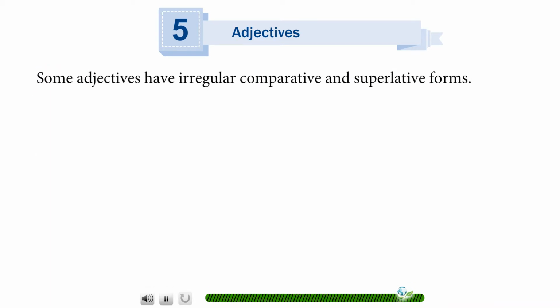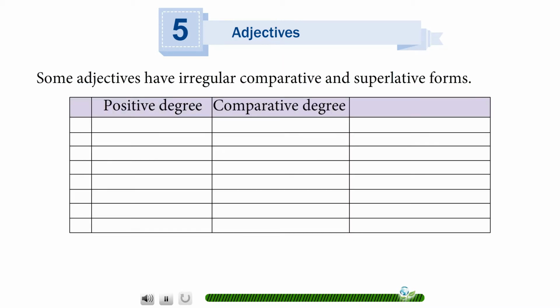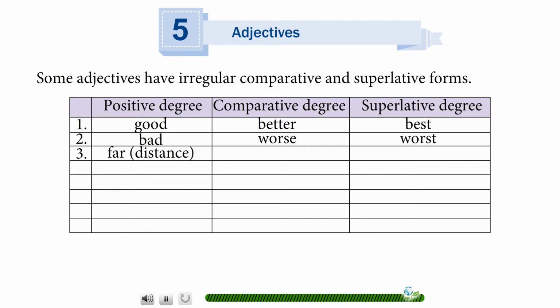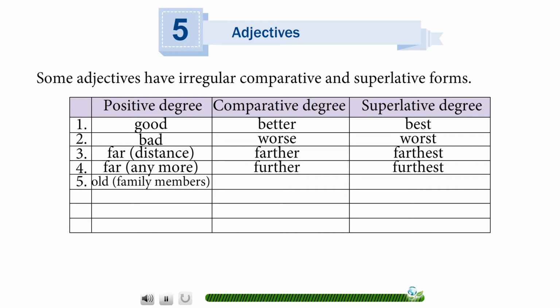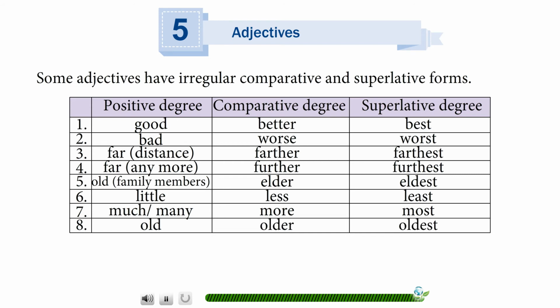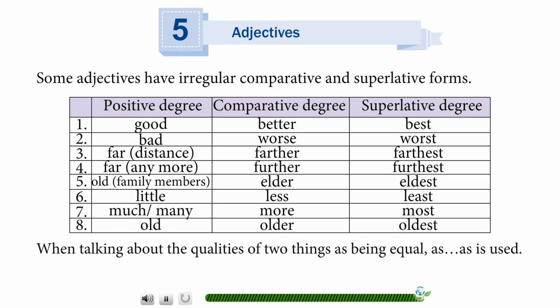Some adjectives have irregular comparative and superlative forms. Positive degree, comparative degree, superlative degree. Good, better, best. Bad, worse, worst. Far, farther, farthest. Far, further, furthest. Old, elder, eldest. Little, less, least. Much or many, more, most. Old, older, oldest.